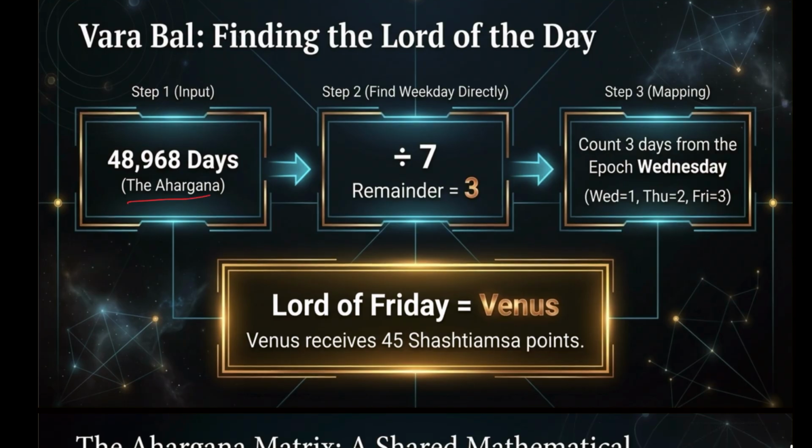Varadhipati. Total Ahargana days divided by 7. Again the remainder is 3. So it will be Venus once again. Venus will receive 45 Sastyamsha point as Varadhipati Bal.